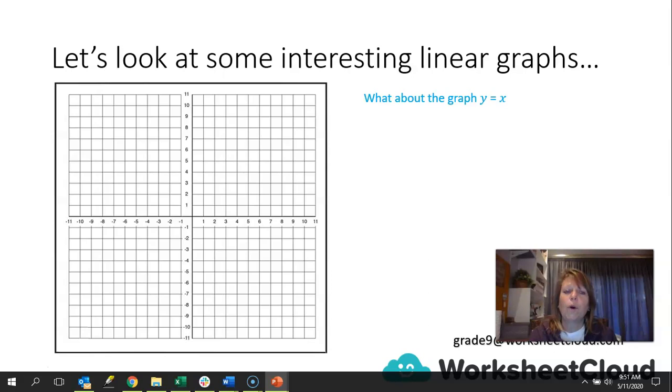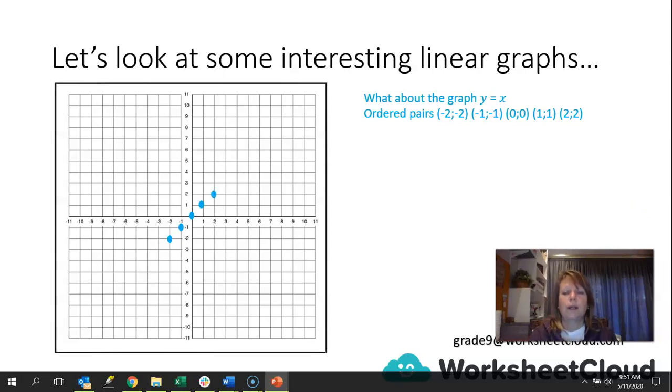What about the graph where y is equal to x? Every time we put in ordered pairs, y and x have to be the same value. So we've got minus 2 and minus 2, we've got minus 1 and minus 1, we've got 0 and 0, we've got 1 and 1, and we've got 2 and 2.